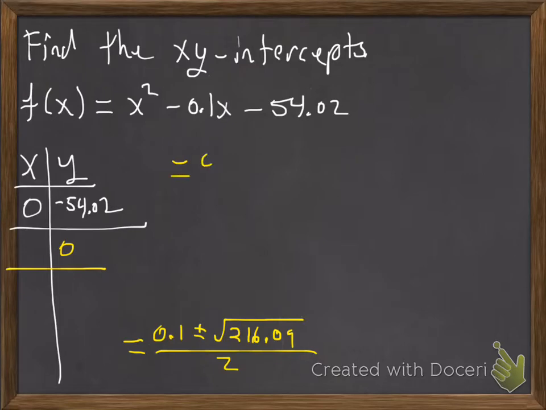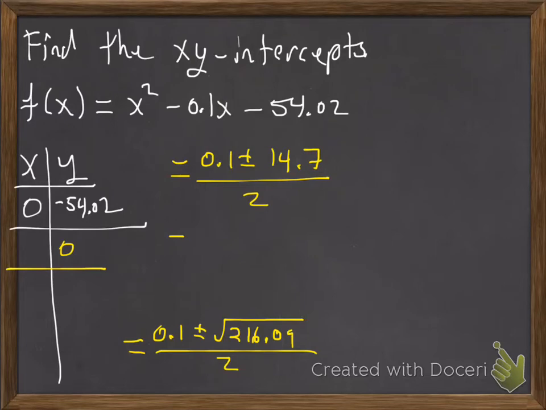So we got 0.1 plus or minus 14.7 all over 2. So it happened to be, I guess, a perfect square in the sense that we didn't get an irrational number where we just have this decimal expansion that doesn't repeat and doesn't end. So this one is actually pretty nice. And now we just need to split it up into 2.